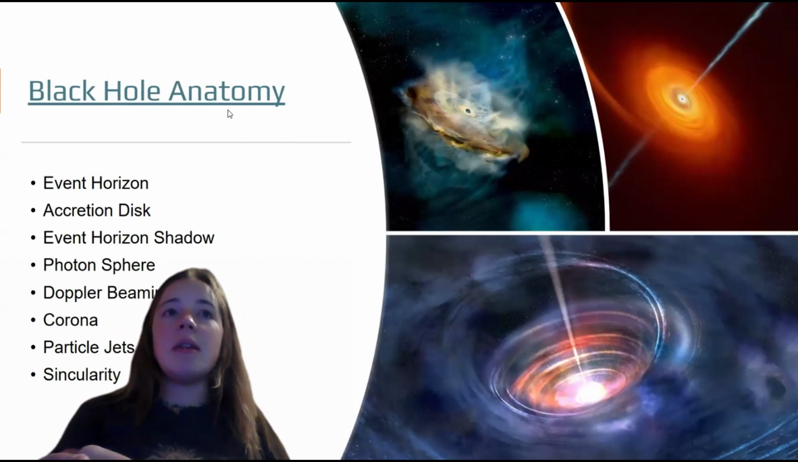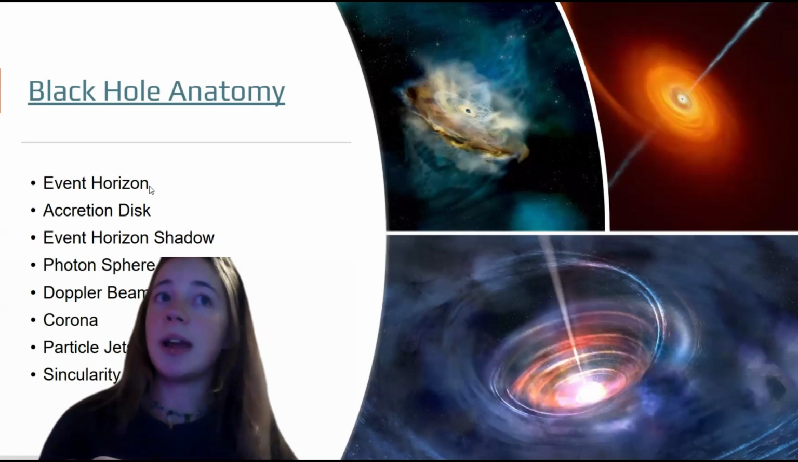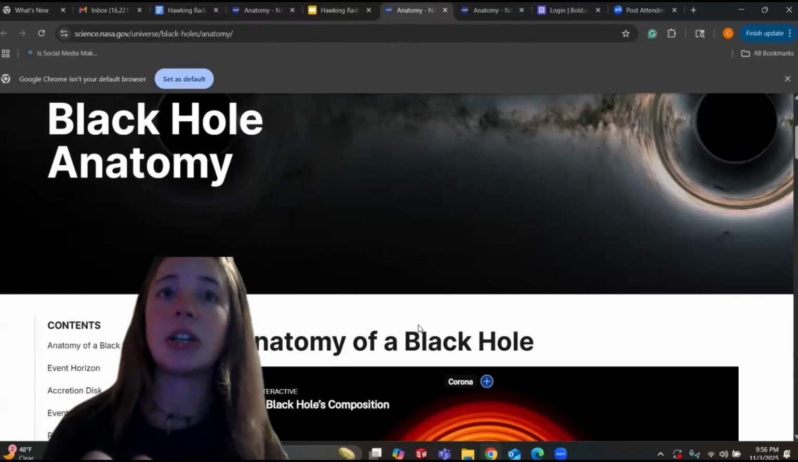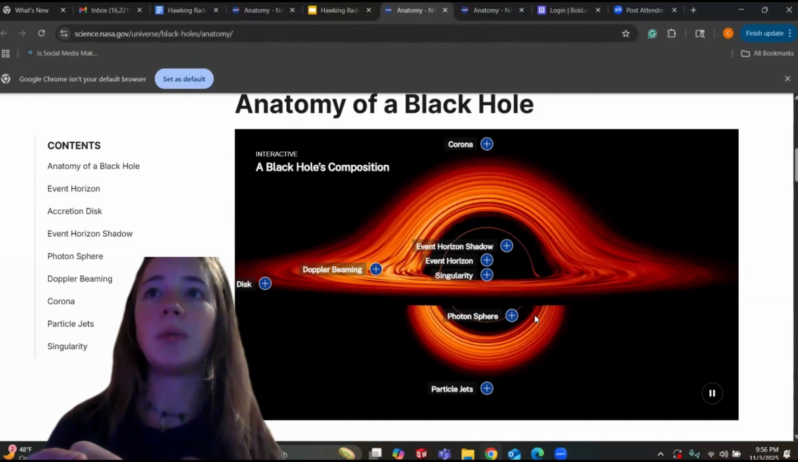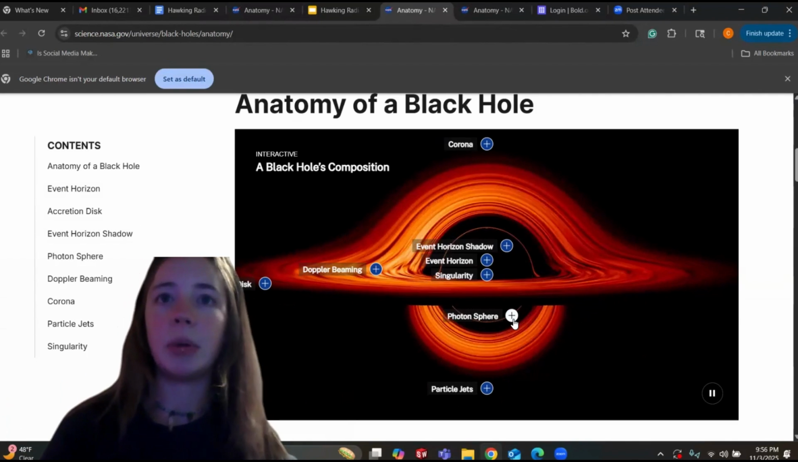So, the most important part of a black hole in the context of this theory is the event horizon, also known as the surface of a black hole. But to make this easier, I found this good visual from NASA. So, it really helped me understand the different parts.